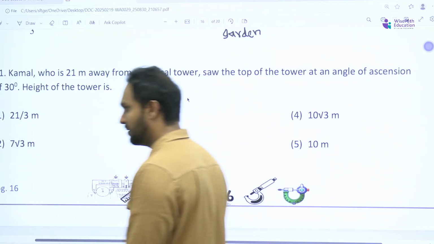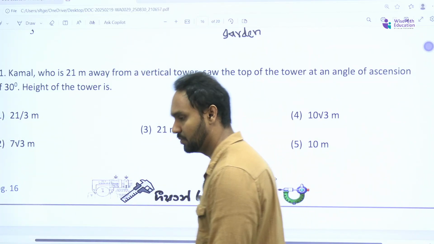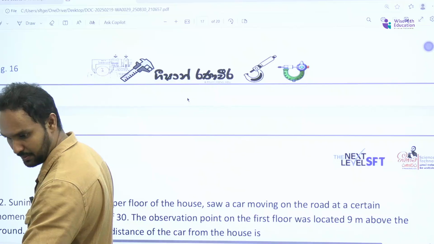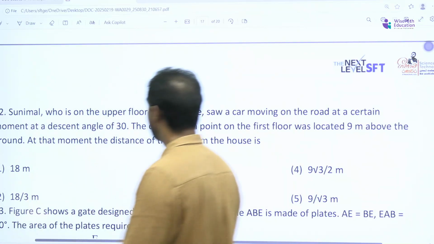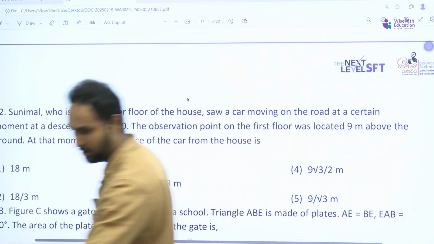We discussed the 21st question, right? We have to start from 22. Okay, 22. This question, Sunimal's question.